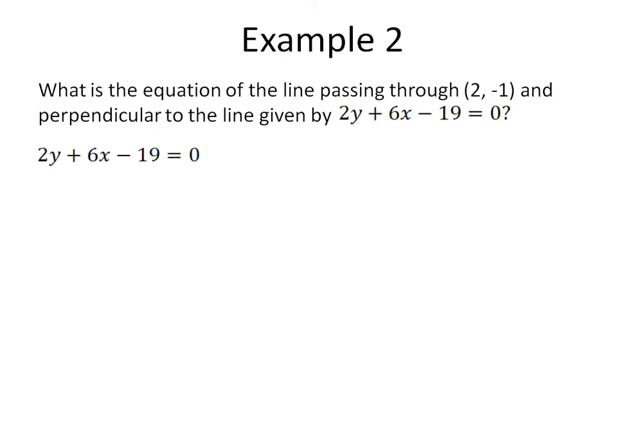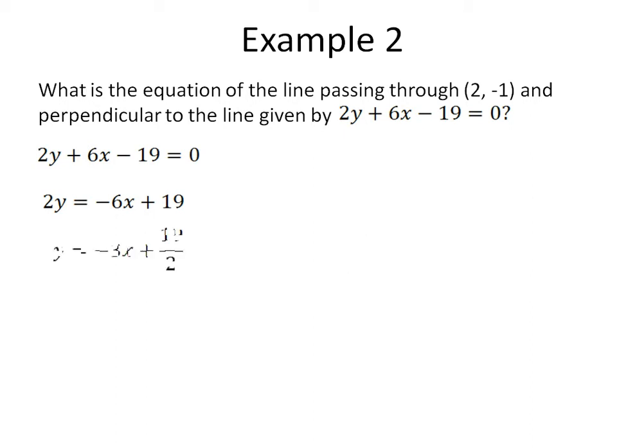So if we put this into y-intercept form, which means we have the y on one side by itself, the number that ends up in front of the x is going to be our slope. So when we subtract the 6x and the negative 19 from both sides, this gives us 2y equals negative 6x plus 19.